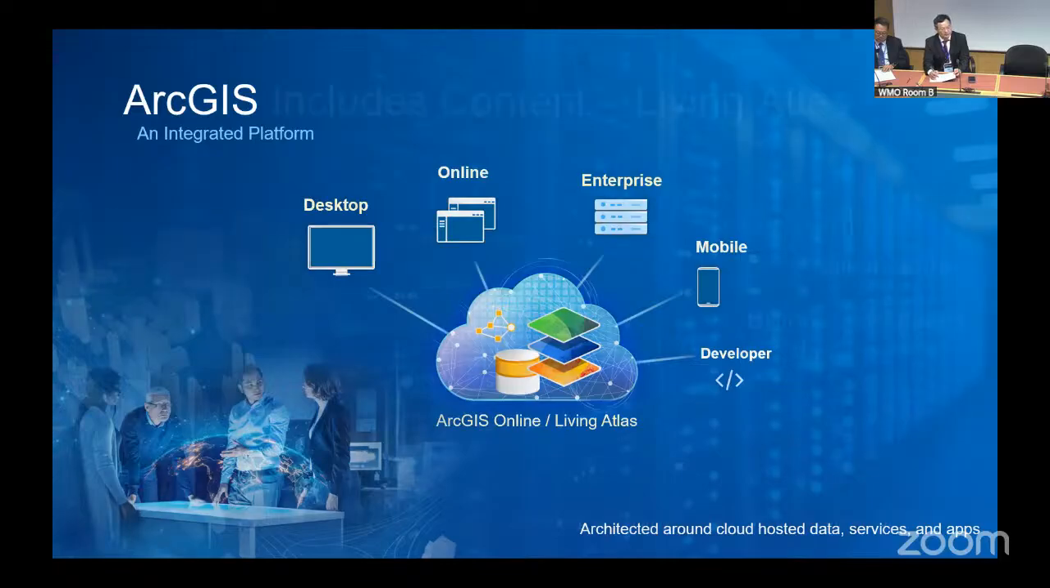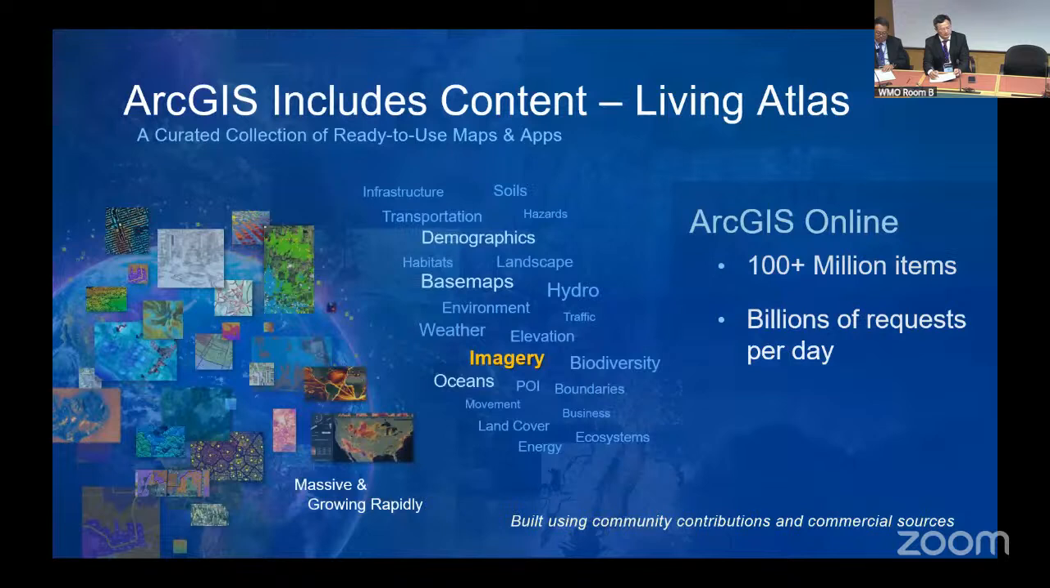Next slide, please. The key thing here is there's a lot of data on the back end of it. There are over 100 million items that support billions of requests per day. And a lot of that data is actually imagery.